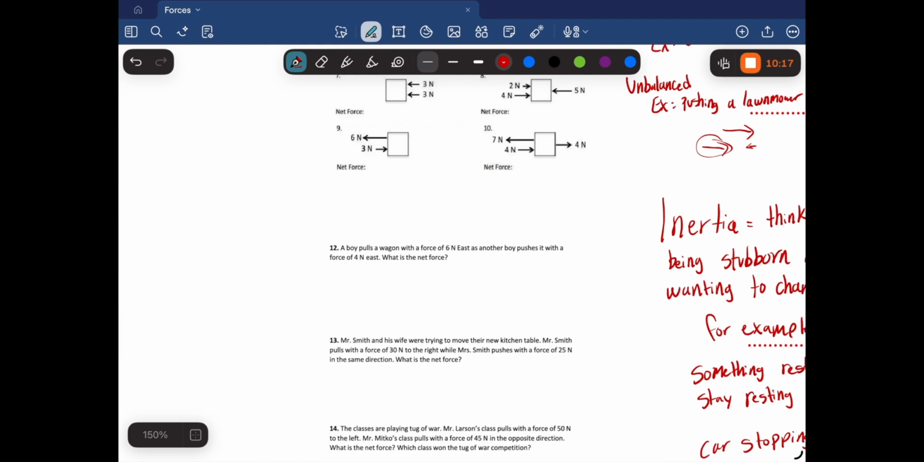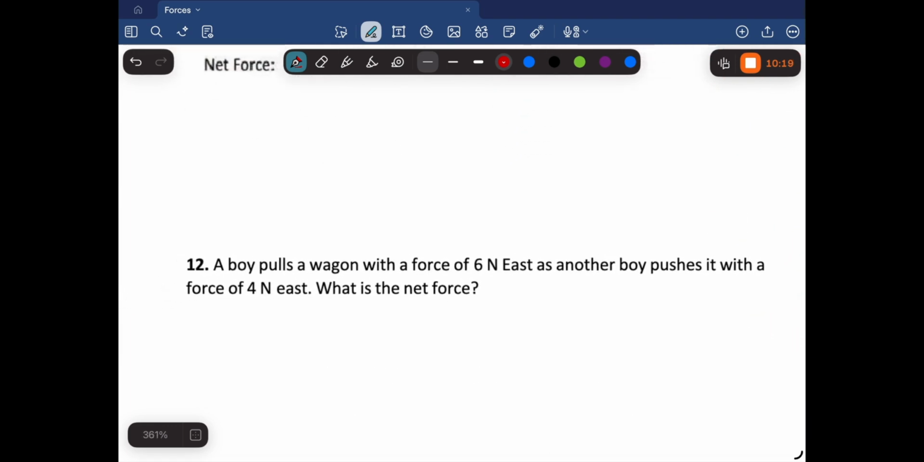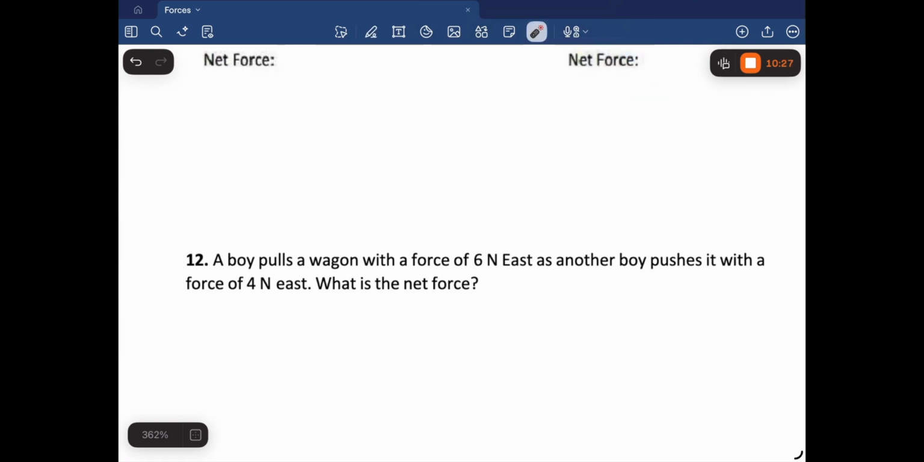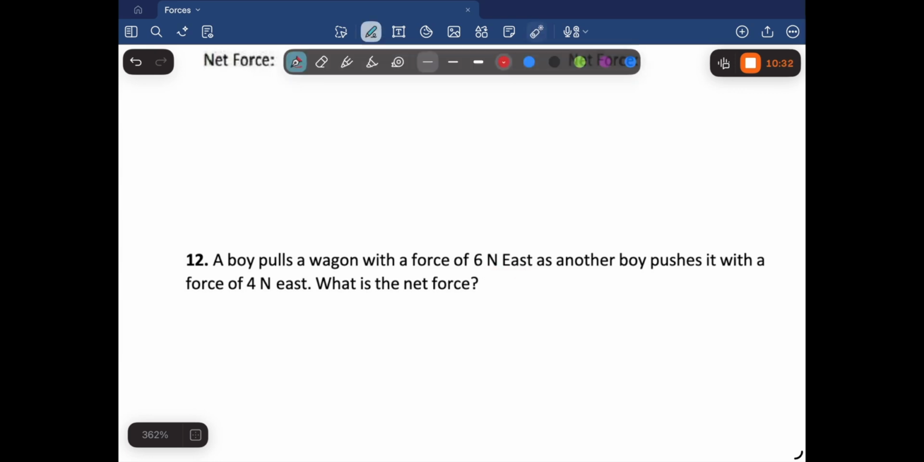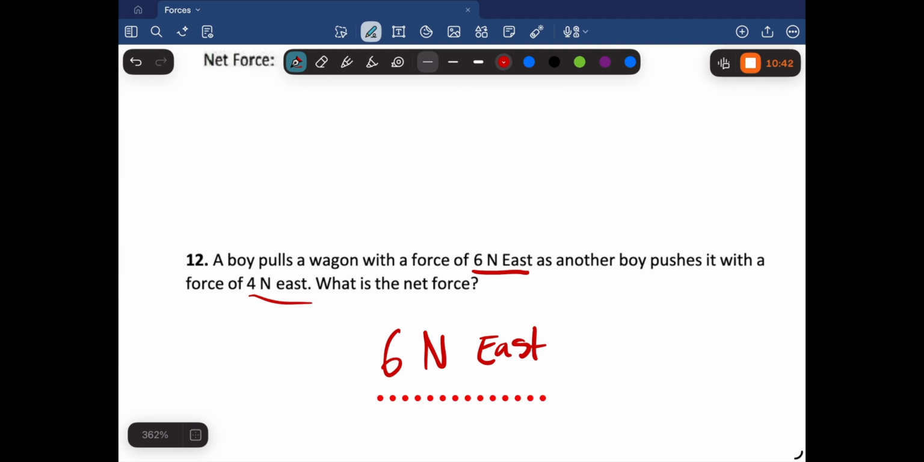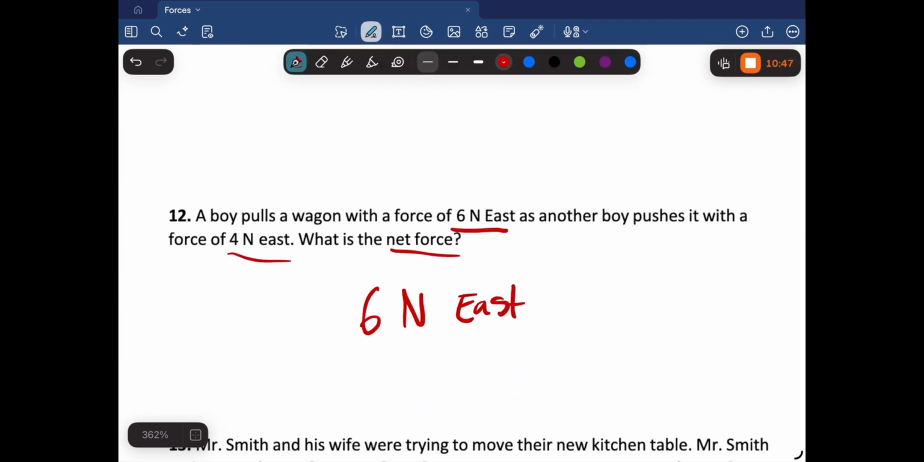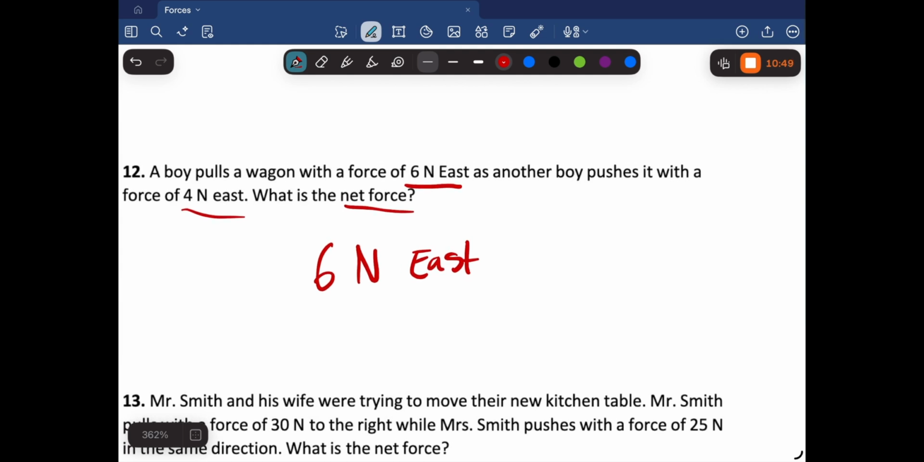All right, now you will have situations where you have word problems. All you got to pay attention to is the information they give you. So this is the last question I'm going to do with us. A boy pulls a wagon with a force of 6 newtons east. Okay, so I'm going to write that down, or I'm going to underline 6 newtons east. Another boy pushes it with a force of 4 newtons east. What is the net force? All right, so we have 6 N east and we have 4 N east.